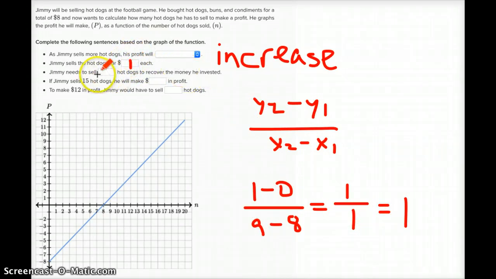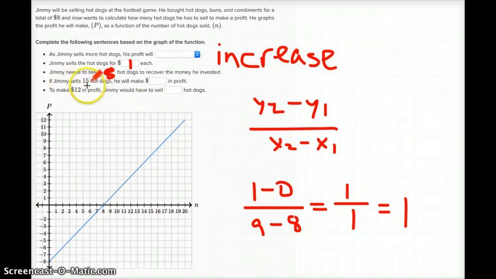And so Jimmy needs to sell how many hot dogs to recover the money he invested? Well, he spent $8 on everything, so that's why down here at 0, he's down $8. But now we need to look at the point where he has recovered his money and broke even, or made a profit of 0. So since y is profits, we want to find the point right here that's 0. So we'll follow it here, and it intersects the line at 8. So that means when he has sold 8 hot dogs, he will have recovered all of his money.